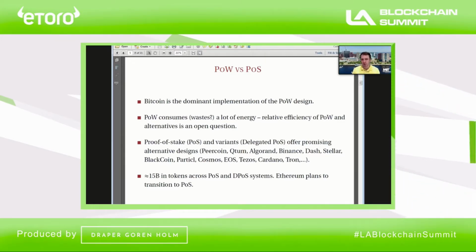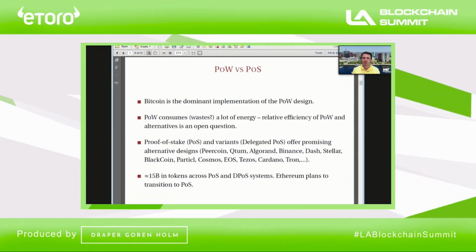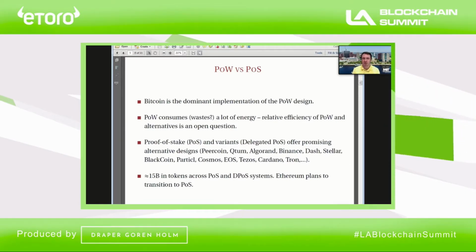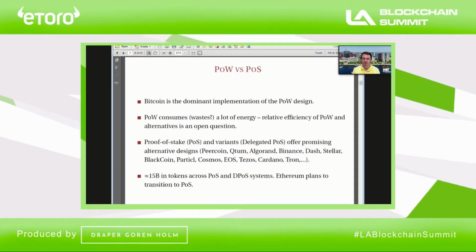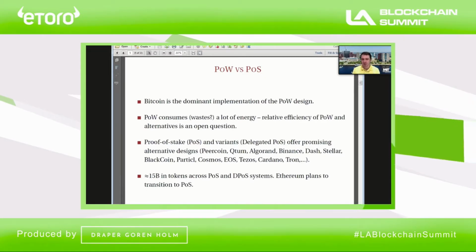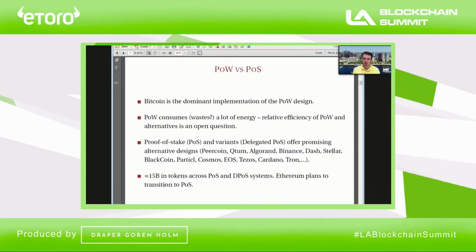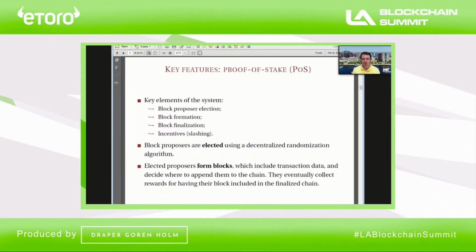that's more energy efficient. There are a number of systems nowadays that are either operational or under development using various versions of this proof-of-stake idea with about $15 billion in tokens across these proof-of-stake and delegated proof-of-stake systems. And Ethereum in particular is a very big player in the space that is planning a transition to proof-of-stake down the road. So it's an important part of the ecosystem, and hopefully our valuation framework can be used to shed some light on its properties.